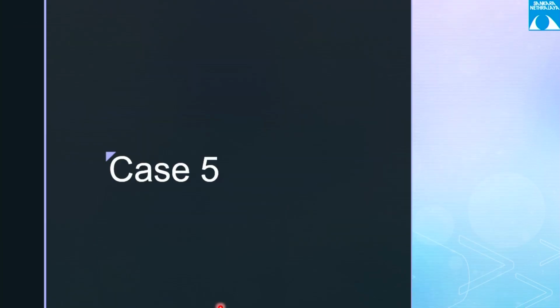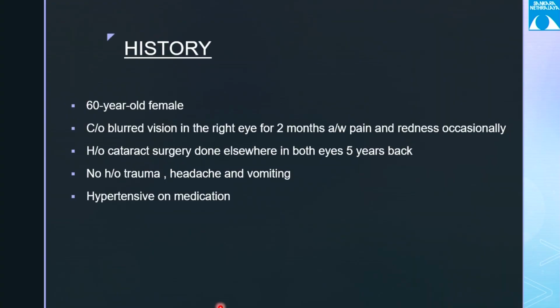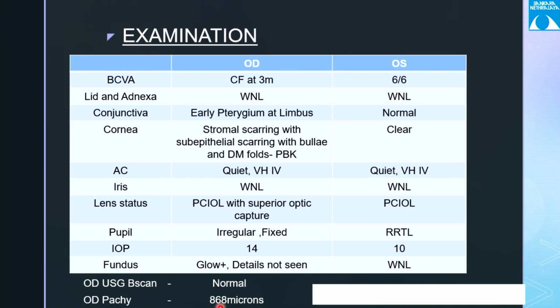Yes, ma'am. Okay. So coming to case number 5, a 60-year-old female complains of blurred vision in the right eye for 2 months, associated with pain and redness occasionally. She has a history of cataract surgery done elsewhere in both eyes 5 years back. No history of trauma, headache or vomiting. She's hypertensive on medication. And we didn't have a slit lamp photo.